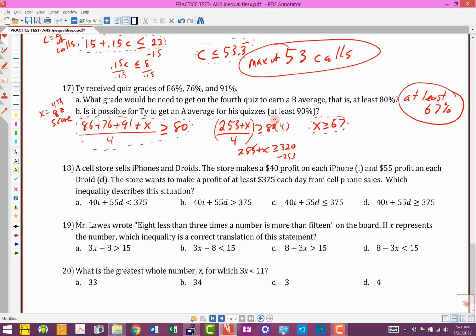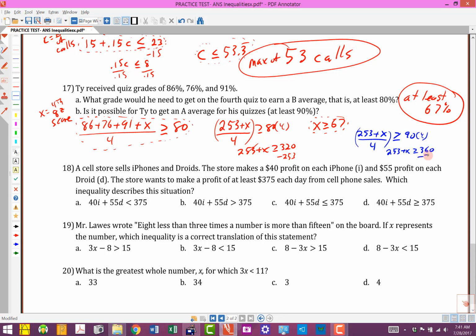Now, let's see if it's possible for Ty to get an A. That would be 90%. So here's what he would have to do for that. We take those 253 points, I'm actually going to change colors here, add his fourth quiz score, divide it by 4, and now this time we want him to get at least a 90. Remember, we did one of these before in the notes. When we multiply by 4, we end up with 253 plus x greater than or equal to 360.